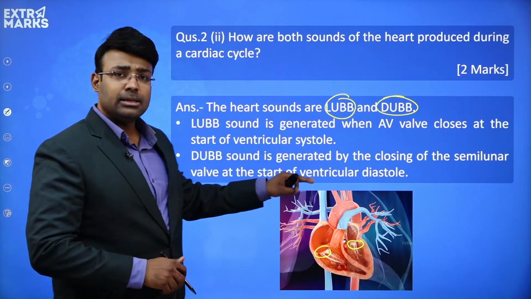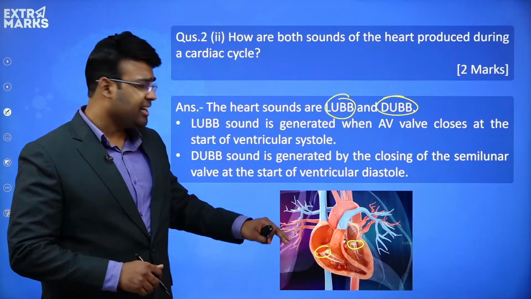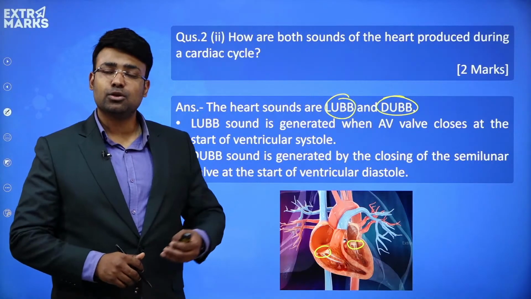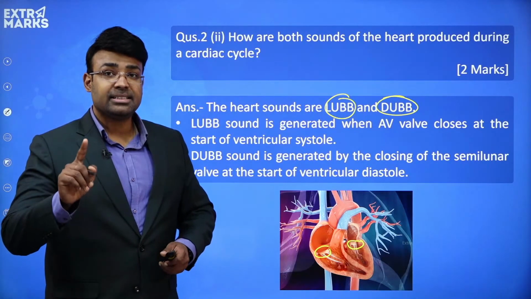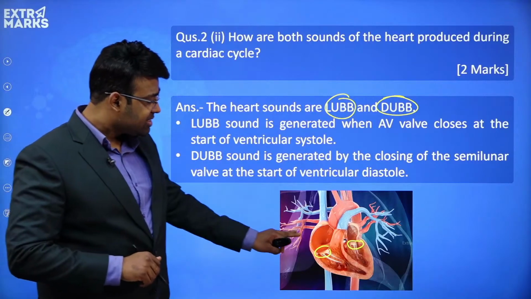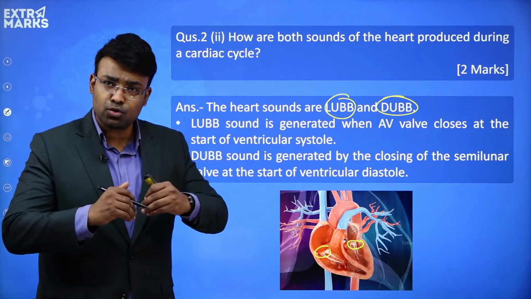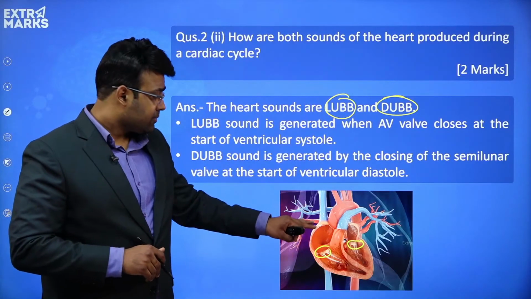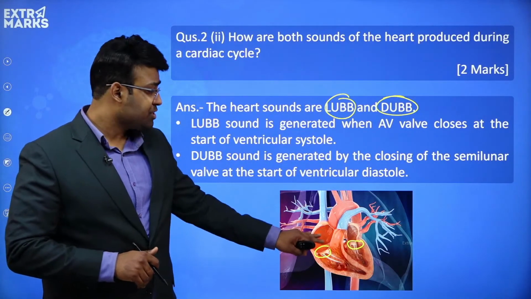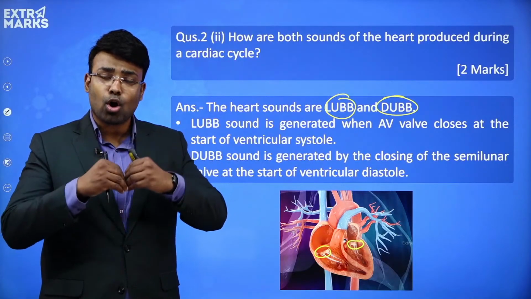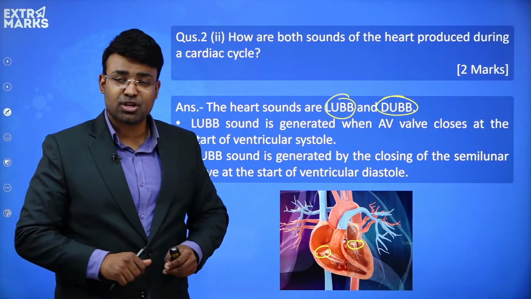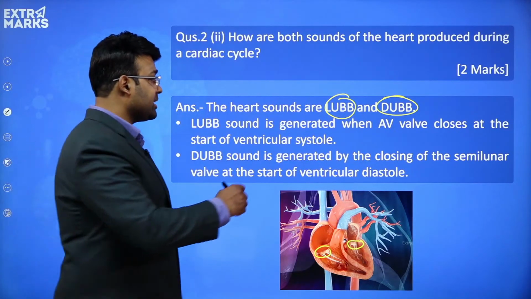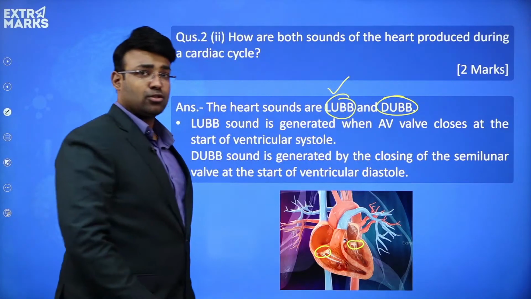Whenever the blood is entering from the atria to the ventricles, and the ventricles are undergoing the ventricular systole, that is the contraction, in that case these two valves basically close. There is a chordae tendineae which helps in completely blocking these two valves. When these valves get closed, they make the sound that is called lub.